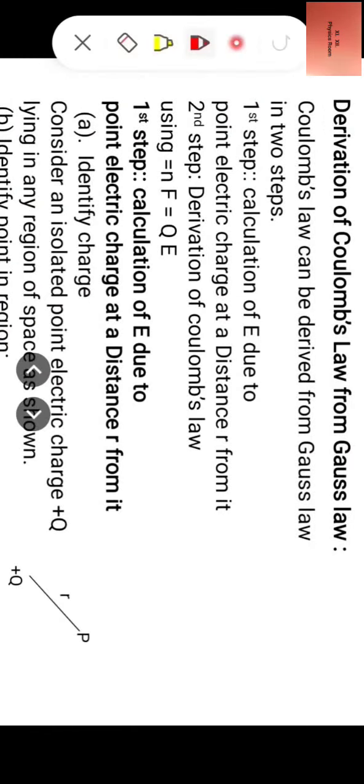Now, derivation of Coulomb's law from Gauss law. Coulomb's law can be derived from Gauss law in 2 steps. First step is calculation of electric field due to a point electric charge at a distance r from it, and second step is derivation of Coulomb's law using equation F is equal to QE. We take up one by one. We take up the first step, calculation of electric field intensity due to a point electric charge at a distance r from it.